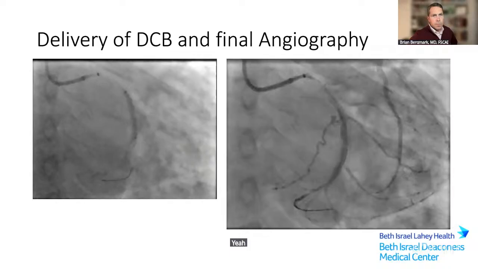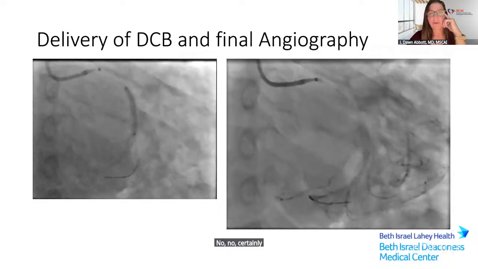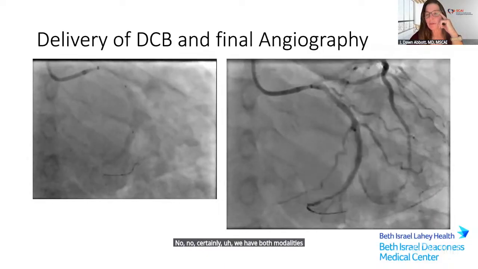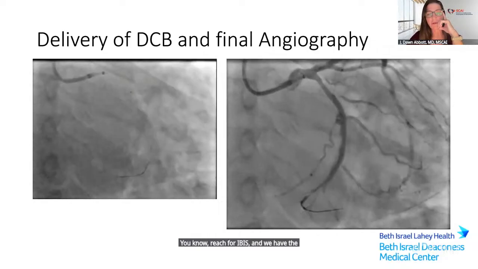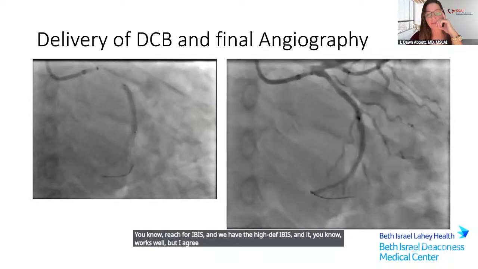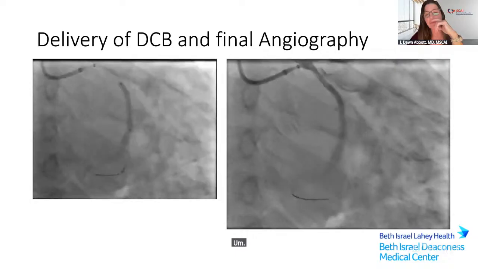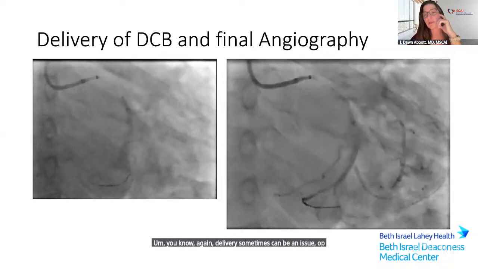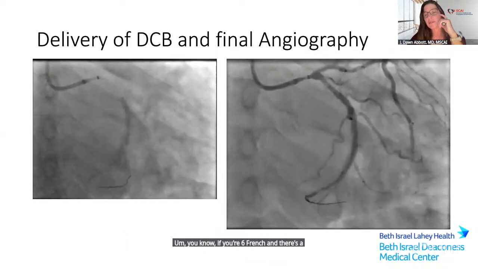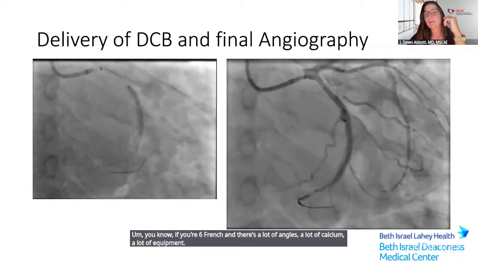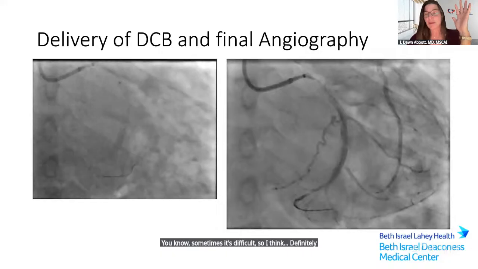Yeah. Dawn, any other thoughts about that? No, certainly we have both modalities. I think most operators reach for IVUS, and we have the high def IVUS, and it works well. But I agree, if you have 2 layers, if you're trying to define calcium depth, again, delivery sometimes can be an issue. Opacification of the vessel can sometimes be an issue. If you're 6 French and there's a lot of angles, a lot of calcium, a lot of equipment, sometimes it's difficult. So I think definitely if you use IVUS, it's better than angiography.